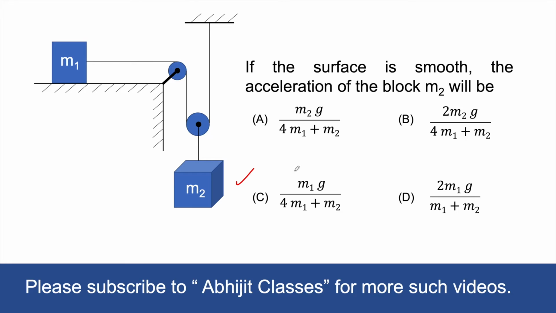Now friends, as you can see in this figure, if the system is released, block m2 moves downward and block m1 translates towards right. In this question, the surface is frictionless, and as I have already discussed in my previous videos, in problems related to pulley, if nothing is given, we need to consider that the pulley is light or massless, and also the rope is inextensible. So let us start, friends.